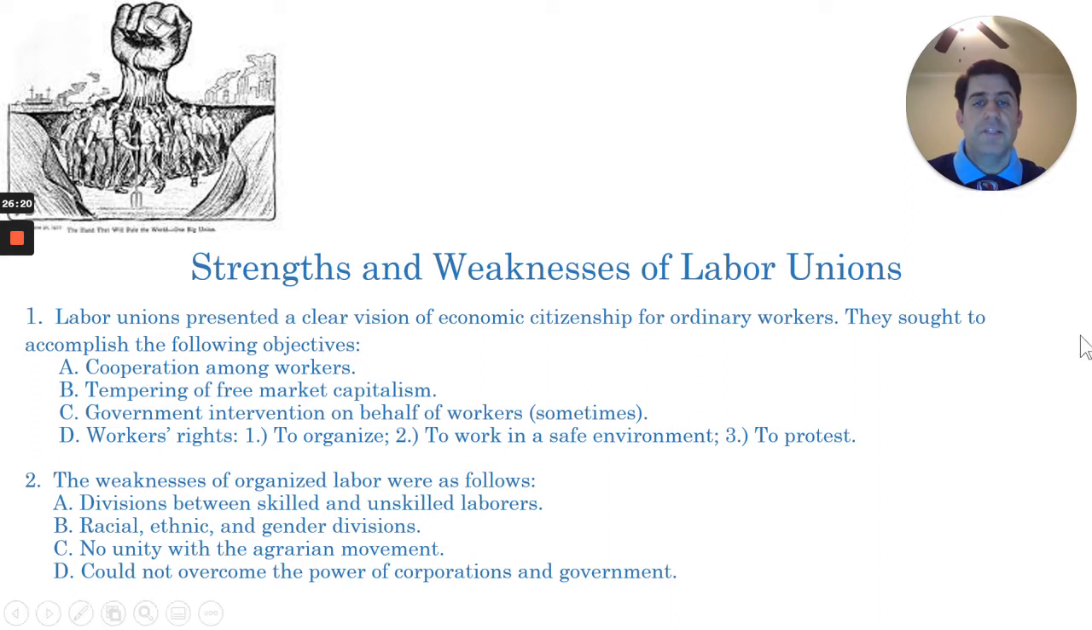So as the 19th century drew to a close, there were strengths and weaknesses of labor unions that had been demonstrated through the various strikes, as well as the various labor unions, first the Knights of Labor, then the AFL that followed suit. First, we'll take a look at the strengths of the labor unions. They presented a very clear vision of economic citizenship for ordinary workers.